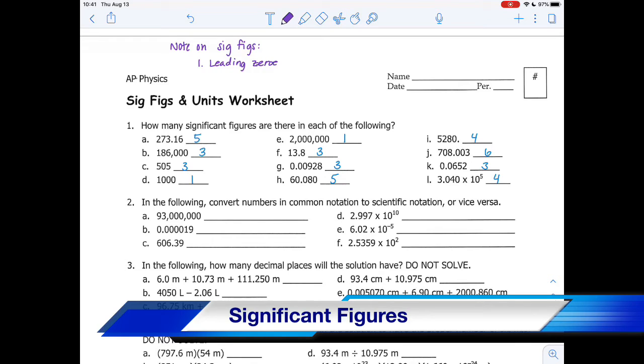So when you have decimal points, that starts to make zeros more significant unless it's a leading 0. So remember, leading zeros are never significant. That's something students have had trouble with in the past.